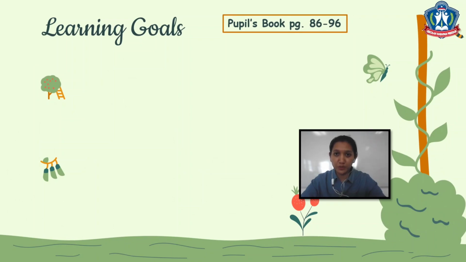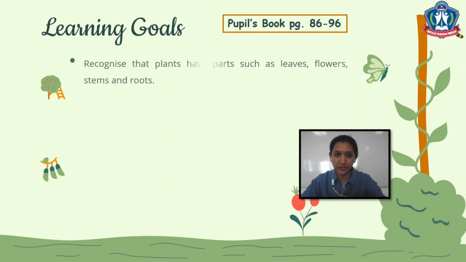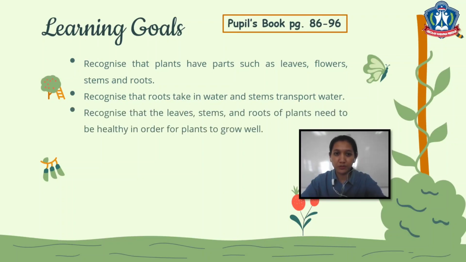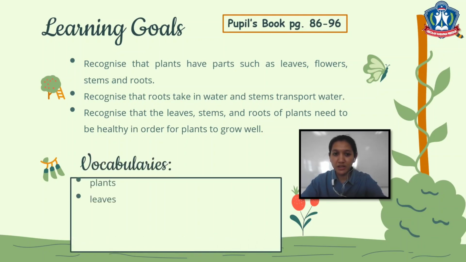Friends, you can open your pupil's book, page 86 until 96. Here I will tell you the learning goals for our discussion. First, you will recognize that plants have parts such as leaves, flowers, stems, and roots. Recognize that roots take in water and stems transport water. You will also recognize that the leaves, stems, and roots of plants need to be healthy in order for plants to grow well. You also learn vocabulary such as plants, leaves, flowering plants, flowers, roots, stems, healthy, grow, and unhealthy.